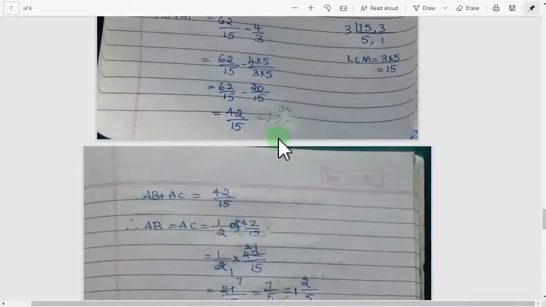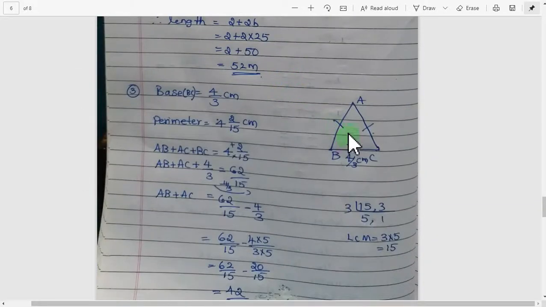See, here the base is given as 4 by 3 centimeter. These two sides are equal. Perimeter means adding this side length and this side length. So the perimeter is given as 4 2 by 15. So perimeter is nothing but AB plus AC plus BC is equal to 4 2 by 15. BC is given as 4 by 3, and this mixed fraction you have to convert into an improper fraction. 62 by 15 you will get.